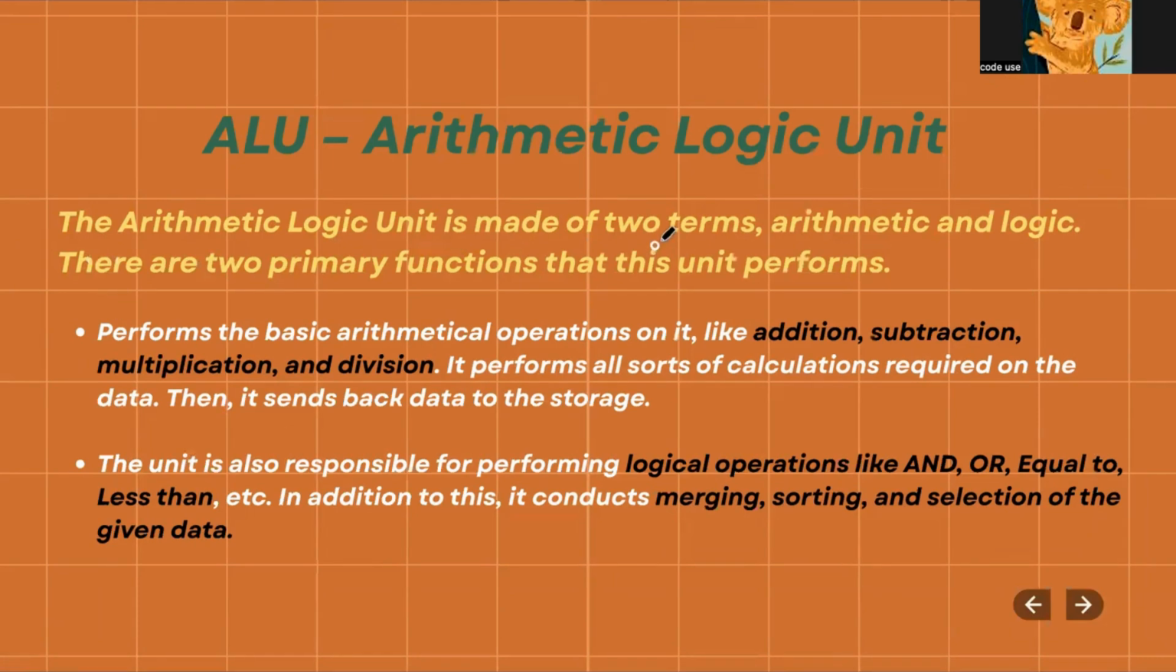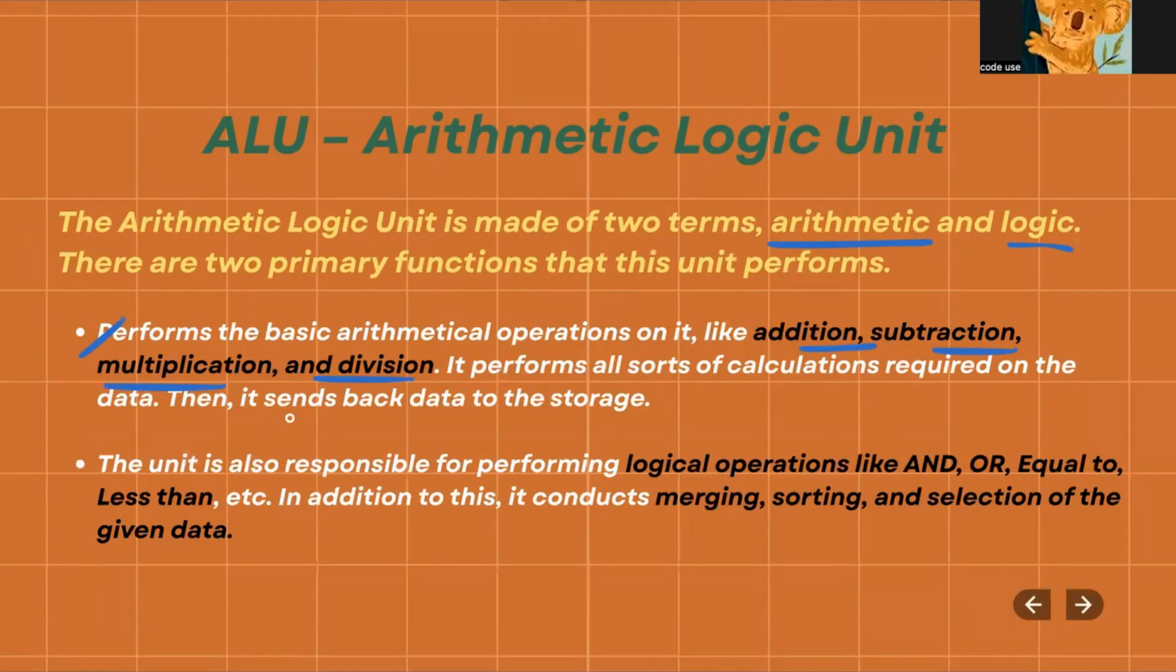The arithmetic logic unit is made up of two terms, arithmetic and logic, as the name suggests. There are two primary functions that this unit performs. The first one is performing the basic arithmetic operations like addition, subtraction, multiplication and division. These are simple. It performs all sorts of calculation required on the data, then it sends the data back to the storage.